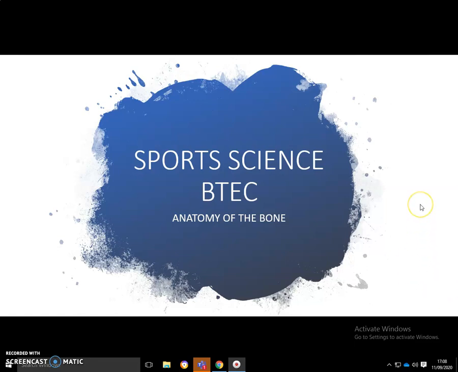So in our last lesson we looked at types of bones. We looked at long bone, short bone, flat bone, sesamoid bones and irregular bones, and we learned how to describe them and their function, as well as giving examples for them. So in today's lesson we're going to be talking about the anatomy of long bones in particular.